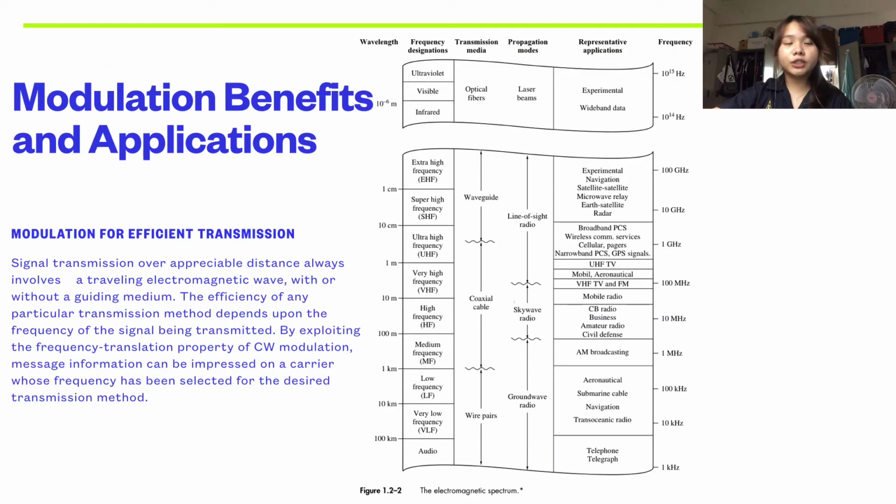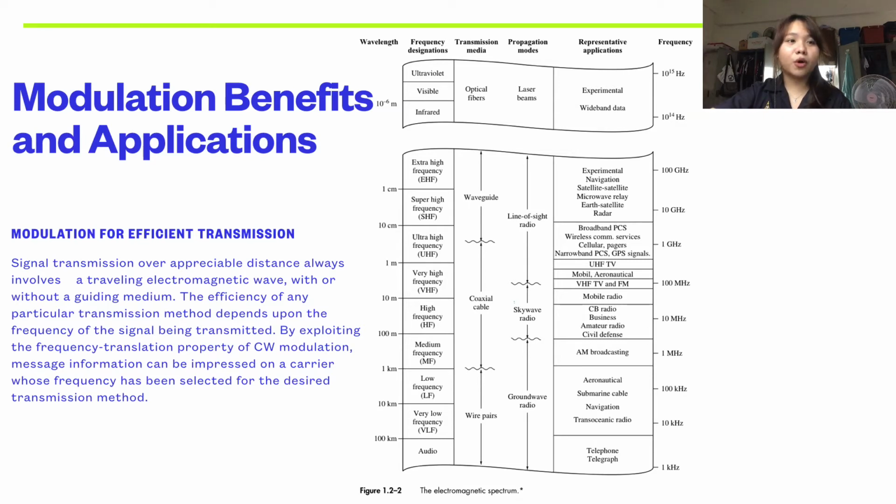Efficient signal transmission over appreciable distance always involves a traveling electromagnetic wave, with or without a guiding medium. The efficiency of any particular transmission method depends upon the frequency of the signal being transmitted. By exploiting the frequency translation property of CW modulation, message information can be impressed on a carrier whose frequency has been selected for the desired transmission method.